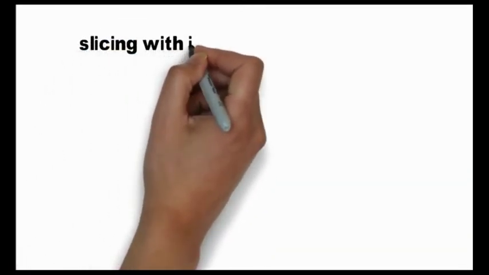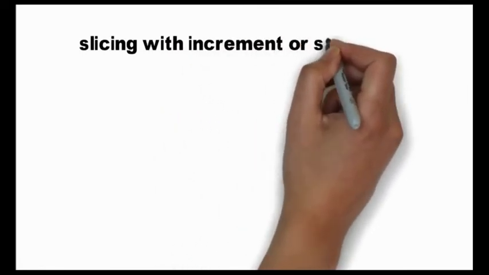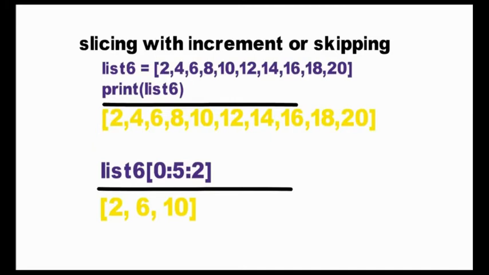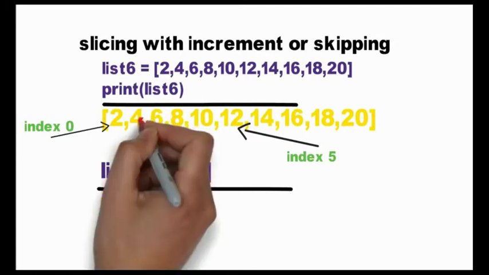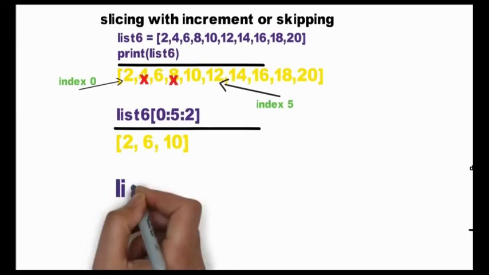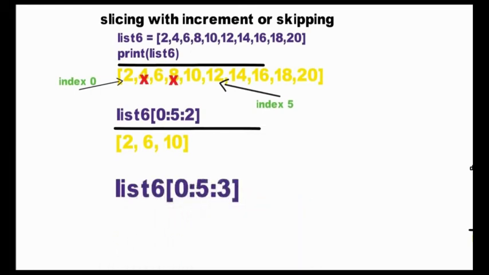Next we will look at slicing with increment or skipping. We can pass one more number after the end index, which skips elements. In this example, list6 of 0 colon 5 colon 2, we are fetching elements from index 0 to index 4 but skipping one element in between. So if we pass 2, one element will be skipped. If we pass 3, 2 elements will be skipped. In this example we can see that after 2, 4 is skipped, 6 is fetched and 8 is skipped. Let's try passing 3 as the step number.